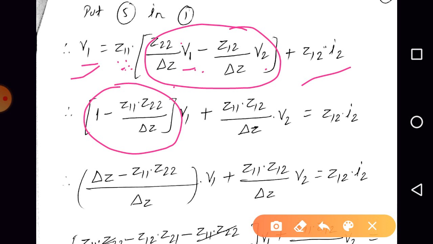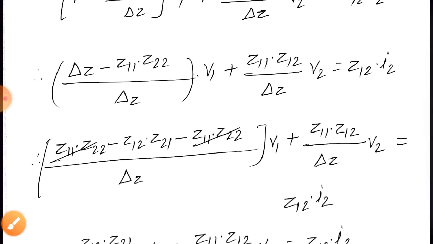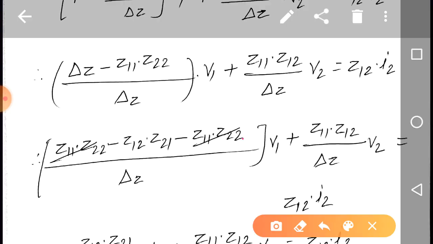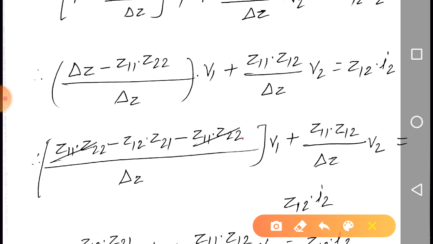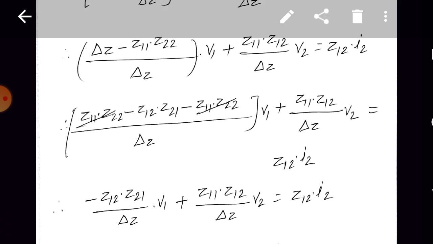So it is z11 into z12 upon delta z into v2, right, is equal to z12 into I2 as it is, right? So further can we take cross multiplication? So it is delta z minus z11 into z22 upon delta z into v1, right? And next further we can simplify it, and at the end, yes, z11 z22 will get cancelled, right? And at the end we need to move this z12 to the left side, so it will be dividing, right?